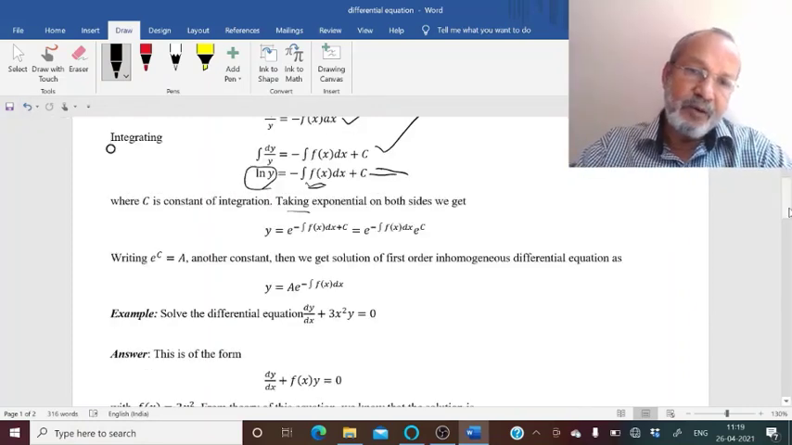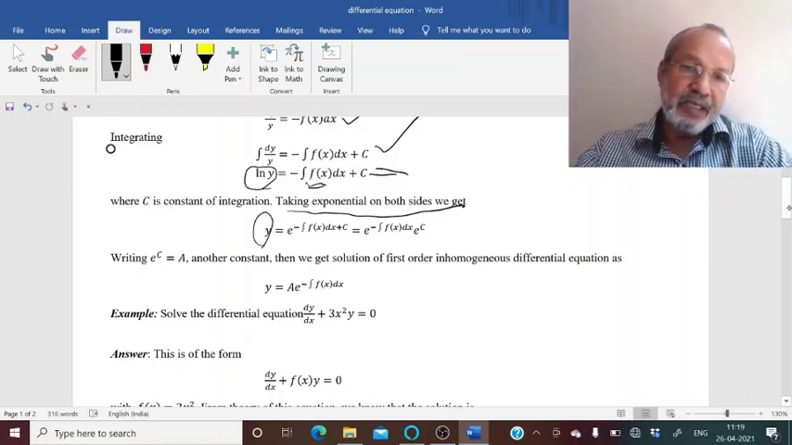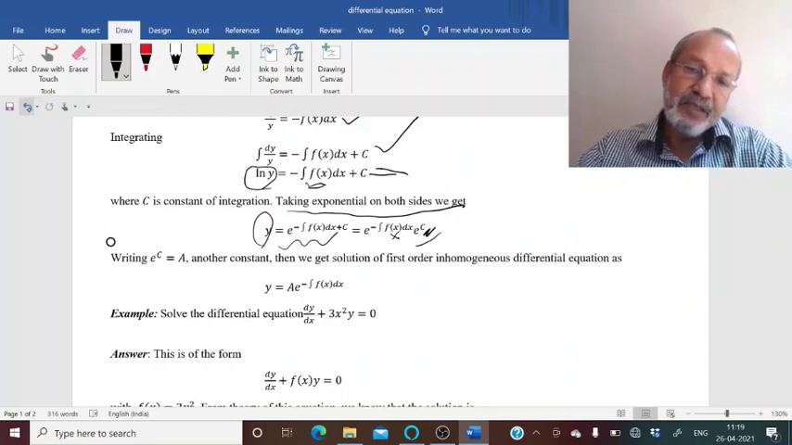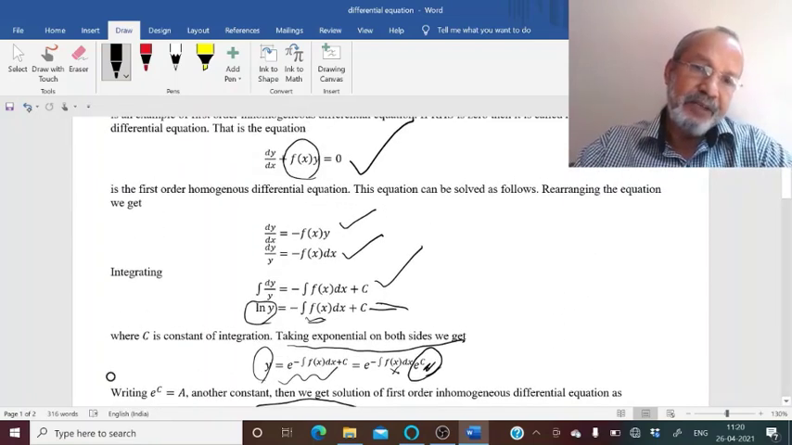Taking exponential on both sides, exponential of log y is y itself. In the RHS you have this function which may be written as a product of two exponentials, and since c is a constant, e raised to c also will be a constant, which can be conveniently written as some a. So the solution is y is equal to a e raised to integral minus f of x dx, where f of x is the function appearing in the differential equation here.